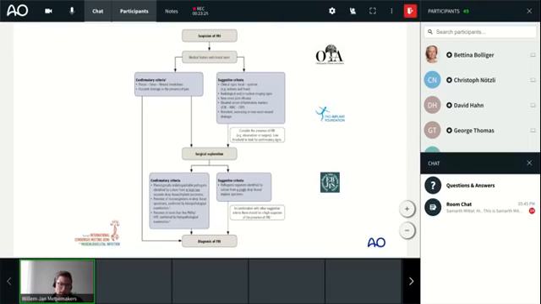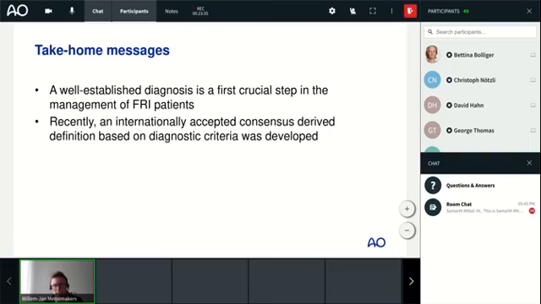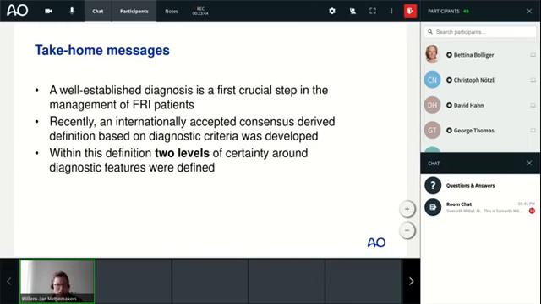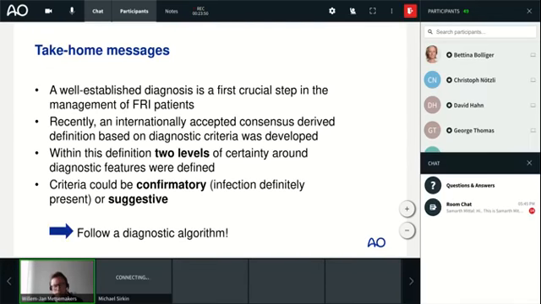So with this, I'm going to start with some take-home messages. We know that a well-established diagnosis is the first crucial step. And recently, therefore, an internationally accepted consensus-derived definition based on diagnostic criteria was developed. There are 2 levels of certainty with a list of confirmatory criteria and suggestive criteria, but I want to stress that it's important that we try and follow a diagnostic algorithm. And with this, I want to hand back over to Michael.